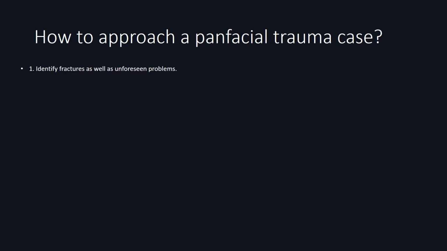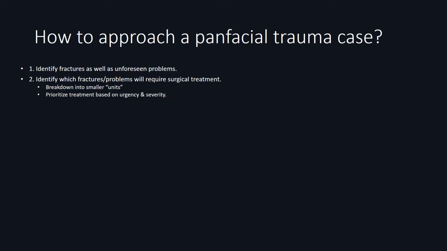Next, for the fractures and the problems that you've identified, you need to figure out if they need to have a surgical intervention or any type of medical intervention, and if so, in what sequence, and what the time urgency is. In this process, you can break a group of fractures into smaller units and then decide which one of these smaller units needs to be treated first.